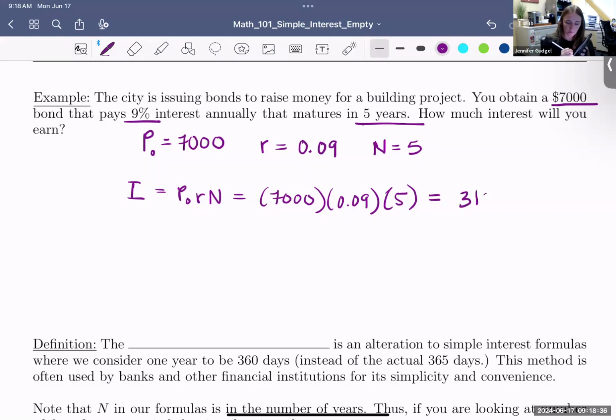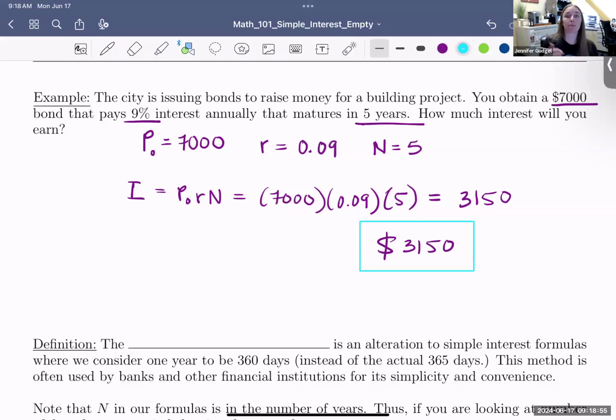All right, so I am multiplying these together. I get 3,150. That is the amount of interest that we get over 5 years. That is quite a lot. All right, so 3,150. And it only asked for the interest.